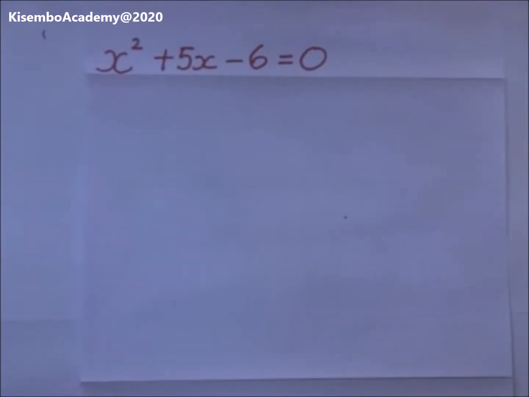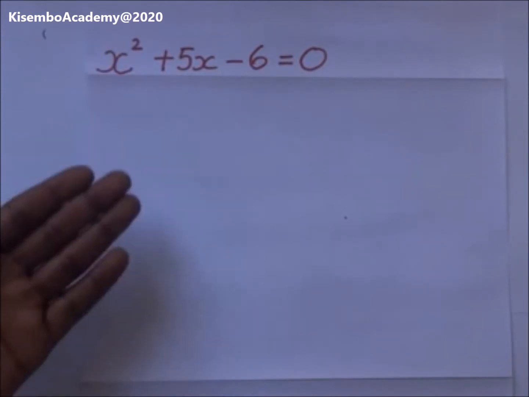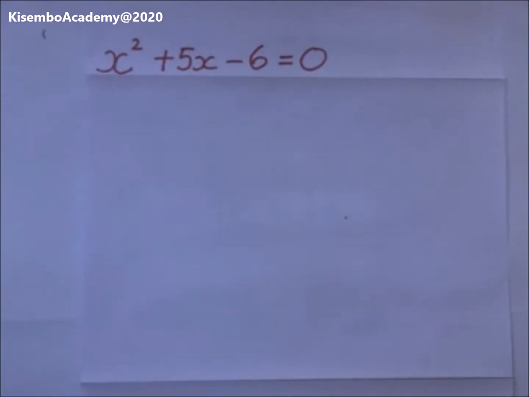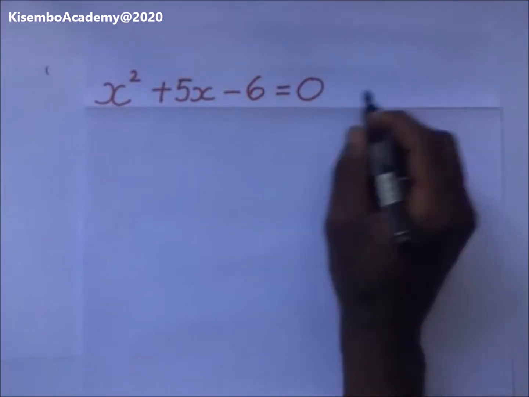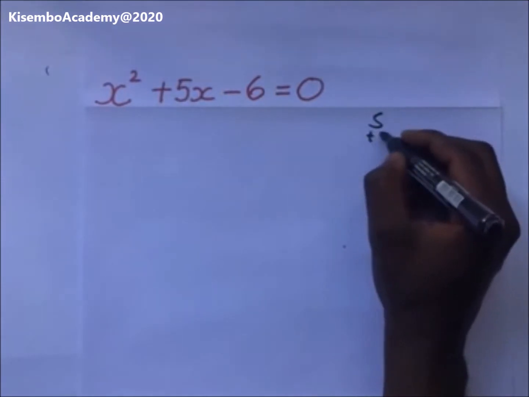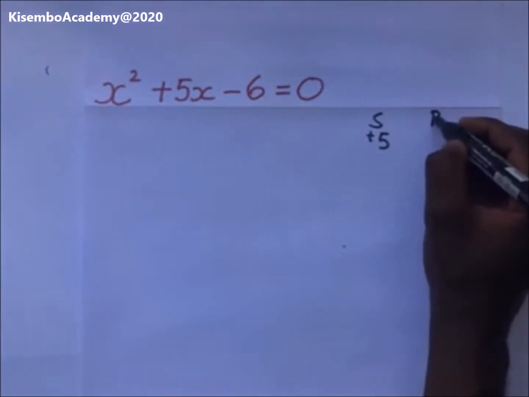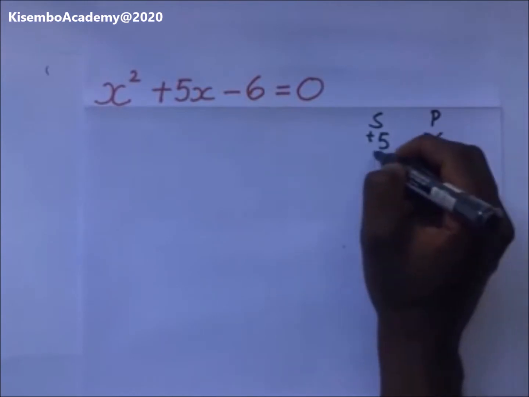Looking on our screen is x squared plus 5x minus 6 is equal to 0. We are required to find the value of x. In this case, we first factorize the quadratic expression. We are going to find the value of x using the method of factorization. In factorizing this expression, we are supposed to find two numbers: one giving us a sum of positive 5, and the other a product of negative 6.